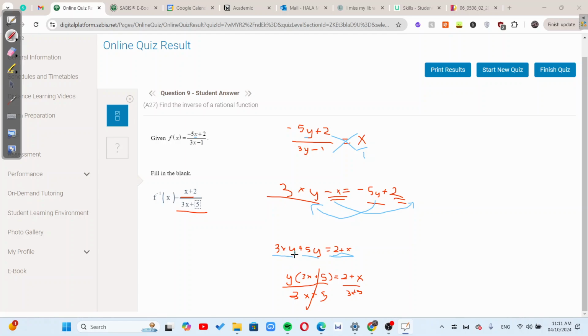Now you take whatever you have in common into a factor. So y here, you put it as a factor. y times 3x plus 5 equals 2 plus x. And then you must divide by both sides because you want y alone. You want y equals 2 plus x over 3x plus 5.